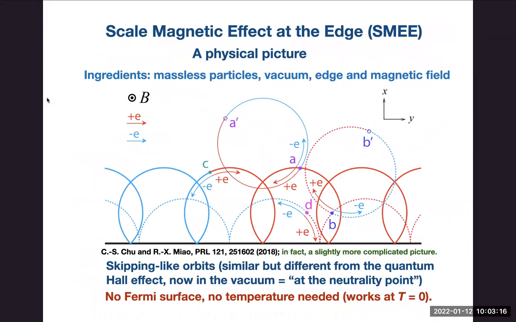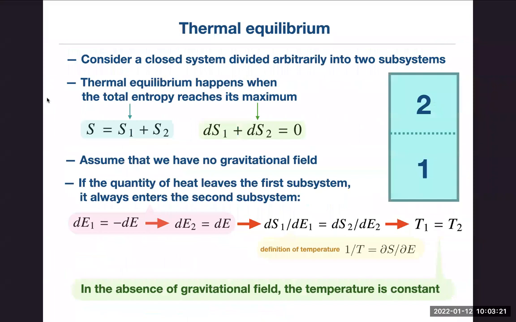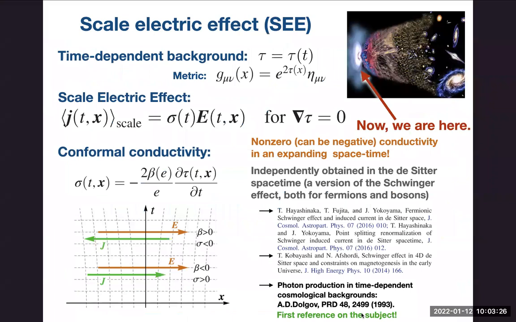People discussed it a long time ago, actually in the case of photon production in a time-dependent cosmological background. It was considered what we right now can call the scale electric effect. So they considered indeed this particle production. But I must say that this formula is written for the case where you have a small correction. So it's kind of the Kubo formula, a linear response theory, where we consider a slowly moving background. So it's not completely applicable to this point.